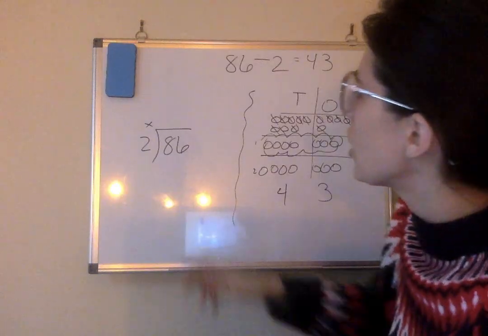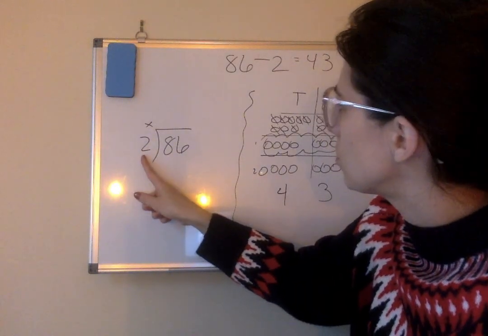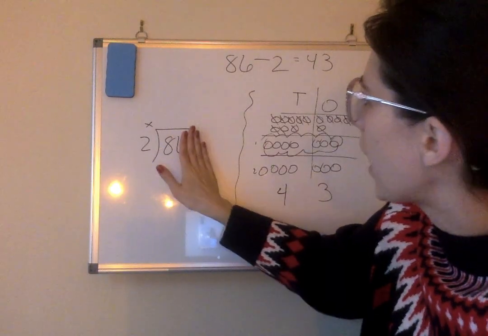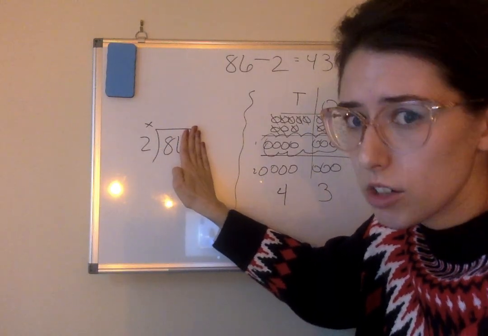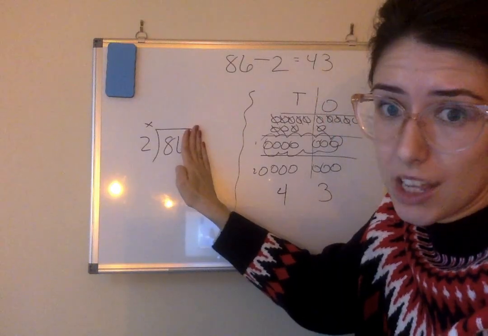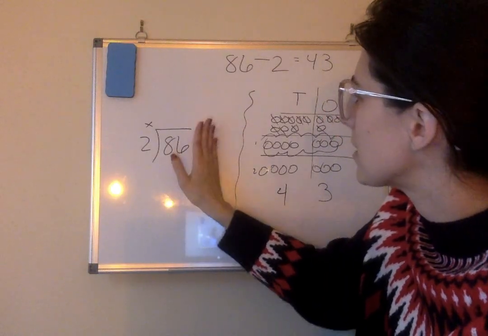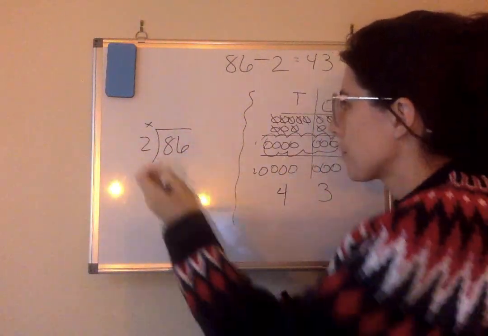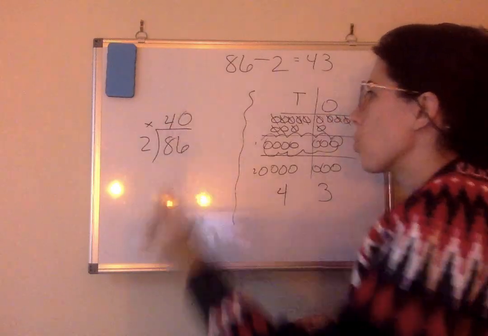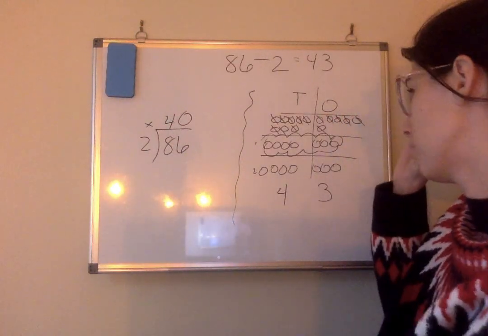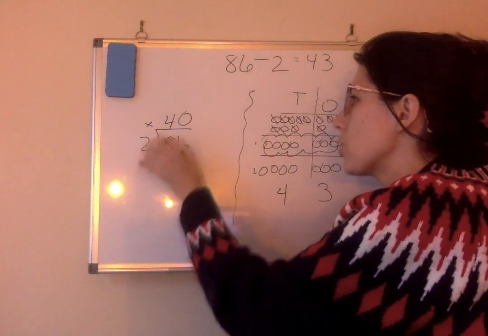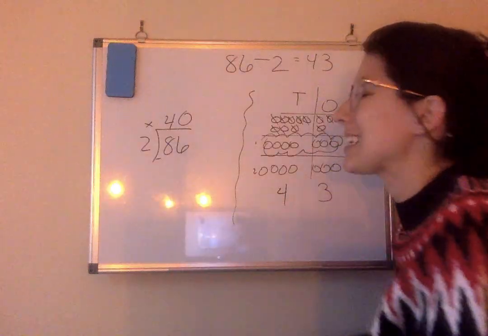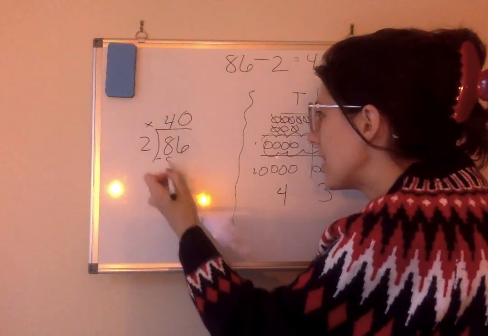All right, so 2 times what number is going to get us close to, I say 8 because it's easier on our brain, but it's really 80. So 2 times what, because it's in the tens place, gets us close to 80? 4. But it's in the tens place, so we're going to write 40 here. And then we're going to take 2, that's why I put the multiply symbol here, 2 times 40, and we're going to subtract what that is, which is 80.